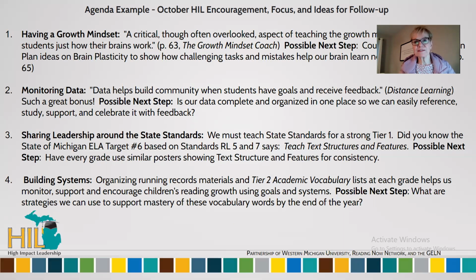The third one is we could talk about the ELA Target 6, and we could see how that was based on standards 5 and 7. It asks us to teach text structures and features. How are we doing that at every grade level? And perhaps again, we'd want to make anchor charts that really show what those text structures are and the features. And then lastly, we could organize running record materials. We could organize our tier 2 academic vocabulary list, but we could think about what resources, tools in our building that we have that we would like to make sure that everybody benefits from, both staff and students.